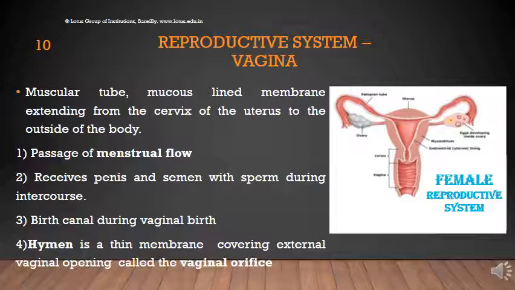And when we talk about the physiology of vagina, it is very important for the passage of menstrual flow and receives penis and semen with sperm during the intercourse. Also, we can say that it is very important as the birth canal during vaginal birth. Next, hymen is a thin membrane covering the external vagina opening called vaginal orifice. So this is all about the anatomy and physiology of the vagina.